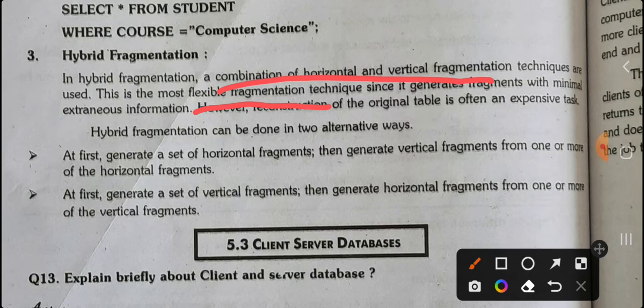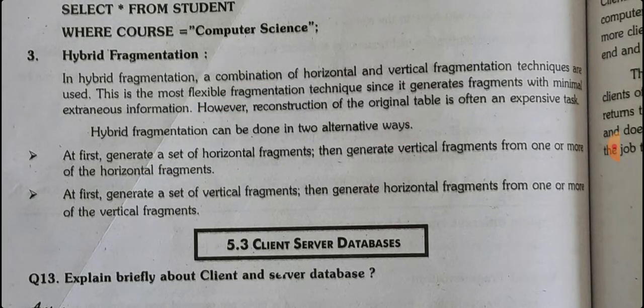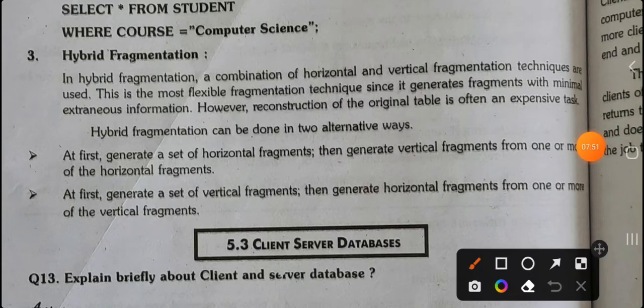Hybrid fragmentation can be done in two alternative ways. First, generate a set of horizontal fragments, horizontal meaning rows, and then generate vertical fragments from one or more horizontal fragments. You select a few records from your table and then apply vertical fragmentation onto them. In the second way, we do the opposite: we select the vertical fragmentation first and then perform horizontal fragmentation onto it, so that you get the data as per your requirement.